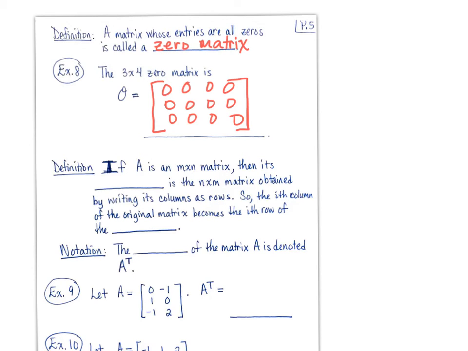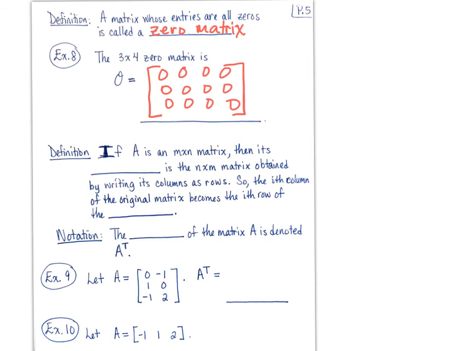Now let's learn a new concept. If A is an m by n matrix, then its transpose is the n by m matrix obtained by writing its columns as rows. So the ith column of the original matrix becomes the ith row of the transpose. So notice that your rows become your columns and your columns become your rows in your transpose.